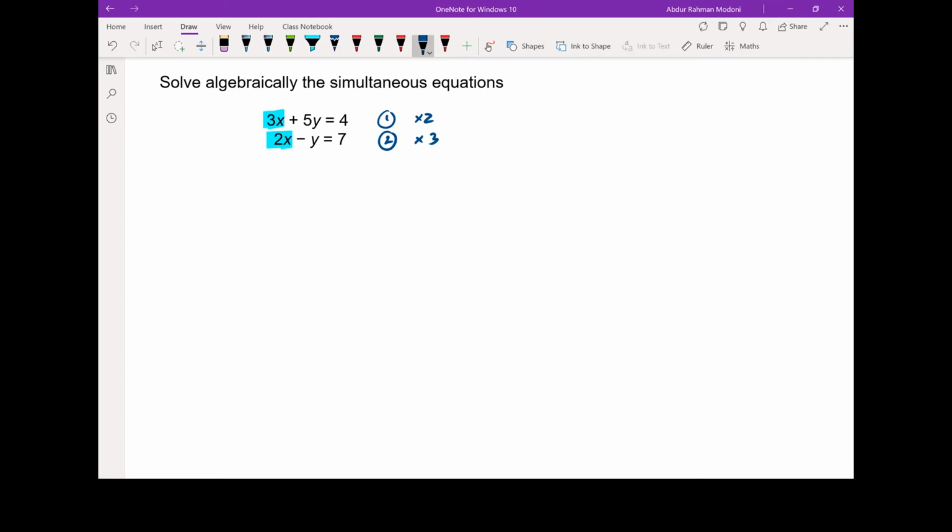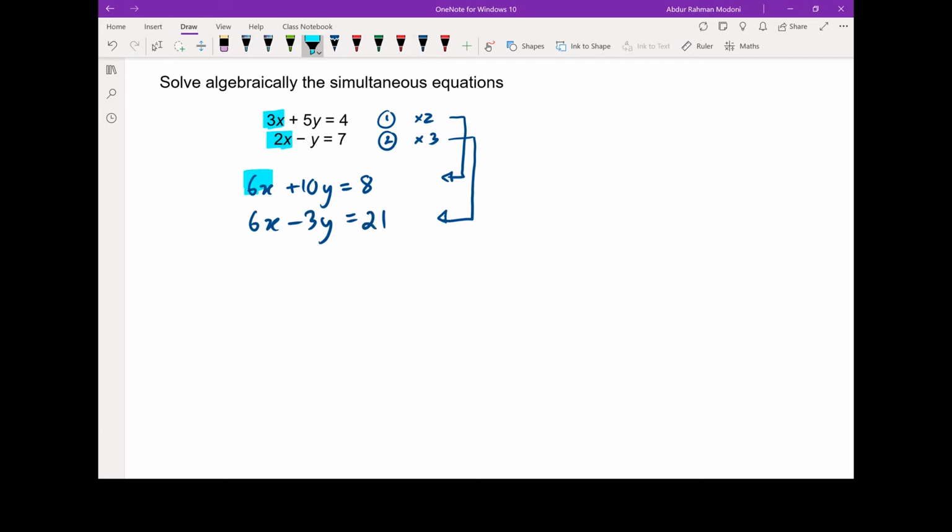This will ensure that I get this 3x term and 2x term to be 6x for both equations, i.e. I have found the lowest common multiple for both 3x and 2x is 6. So that's what I'm going to try and get them to first. So multiplying both the left-hand side and right-hand side of equation 1 by 2 gets us 6x plus 10y is equal to 8. Multiplying both the left-hand side and right-hand side of equation 2 by 3 gets us 6x minus 3y is equal to 21.